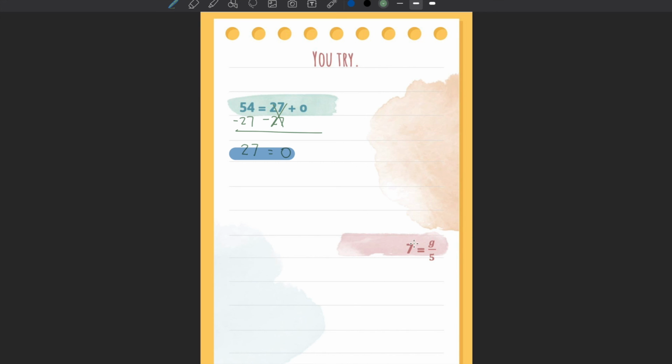Lastly, looking at 7 equals G over 5. Since G is being divided by 5, we need to multiply by 5. And whatever we do to one side, we have to do to the other. We get to cancel out our 5s, which leaves us with G equals 5 times 7, which gives us 35. So you should have gotten G equals 35 as your answer.